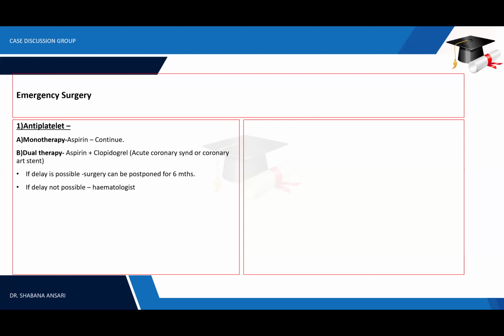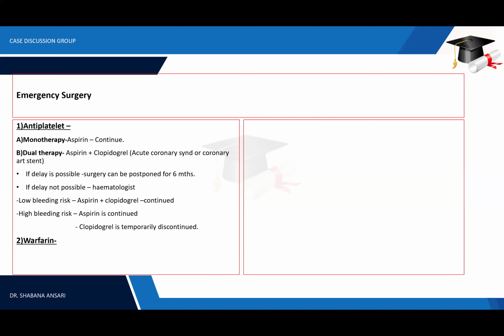She is having dual therapy, both aspirin and clopidogrel. If delay is possible, surgery can be postponed for 6 months. If delay is not possible, we will consult a hematologist. If low bleeding risk, both aspirin and clopidogrel can be continued. But if it is high bleeding risk, then as you said, only aspirin is continued and we will stop clopidogrel. Usually clopidogrel is stopped 7 days before the surgery or 7 days before regional anesthesia.